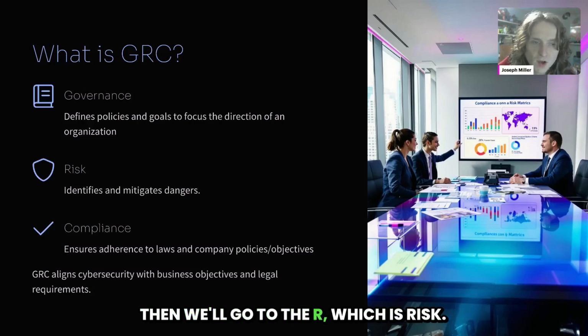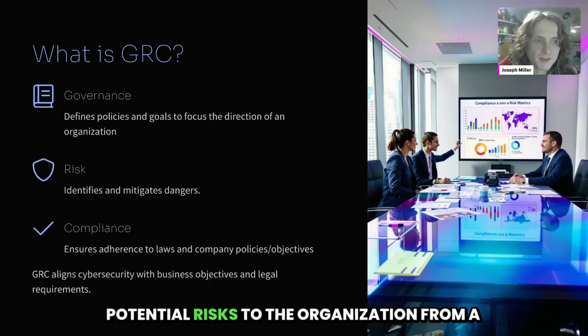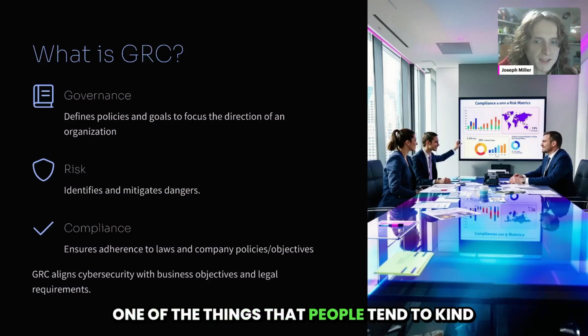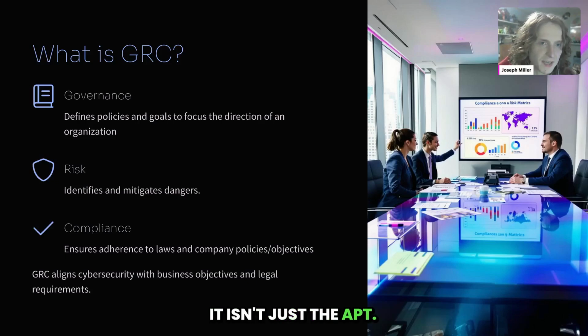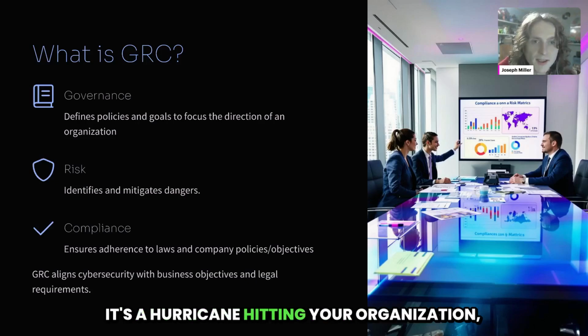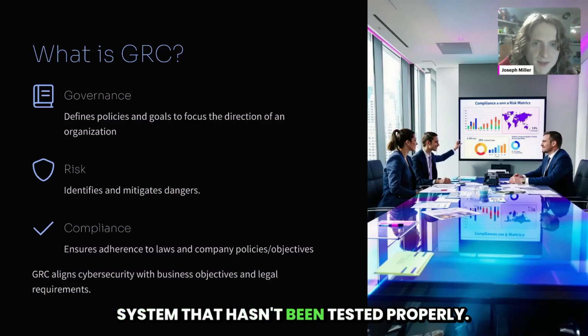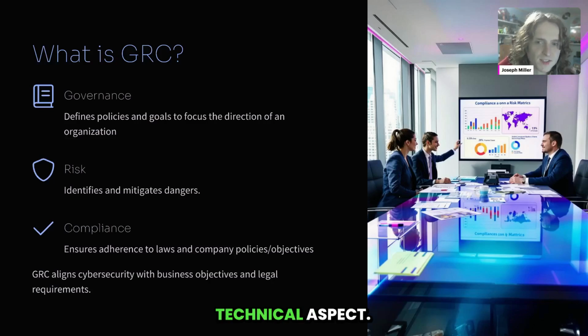Then we'll go to the R, which is risk. Risk is basically about looking at all potential risks to the organization from a technical standpoint, as well as a natural standpoint, and mitigating those. One of the things that people tend to kind of forget when it comes to risk is that risk isn't just the script kiddie in the library. It isn't just the APT. It's a hurricane hitting your organization, right? It's a tornado, an earthquake, a sprinkler system that hasn't been tested properly, right? So there's a lot more to risk than just the technical aspect.